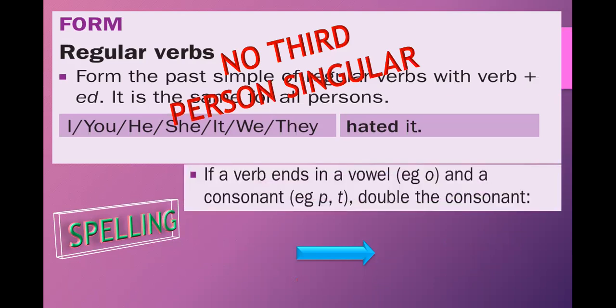If we have a verb that ends in a vowel, for example O, and a consonant, for example P or T, we have to double that consonant, such as in the example, stop into stopped. Okay, we have double P, E, D. All right, that's a change that we have to make.